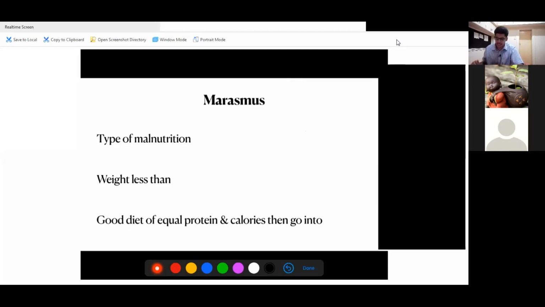Now, marasmus. It's which type of malnutrition? It's a severe type, obviously below 60%, weight less than 60%. Because weight is less than 60%, it is a severe type of malnutrition. So now, your patient comes to you with marasmus. His weight is below 60% of expected weight. Now, as a doctor, you give him a diet of equal proteins and calories. So the progress of the patient from marasmus to what? Someone can answer. Look at the chart. Someone new answer who has not answered first.